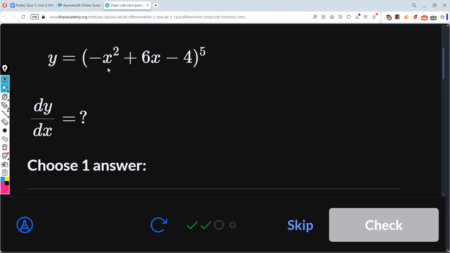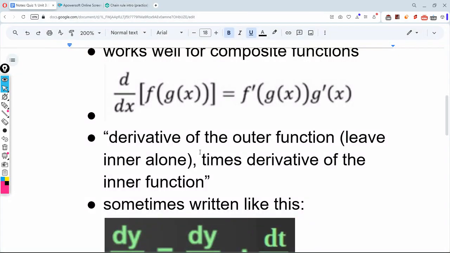All right, derivative of negative x squared plus 6x minus 4 to the fifth. Derivative of y with respect to x. Notice they use different notations, okay, but it's all the same. So again, derivative of the outer, leave the inner alone, times the derivative of the inner.